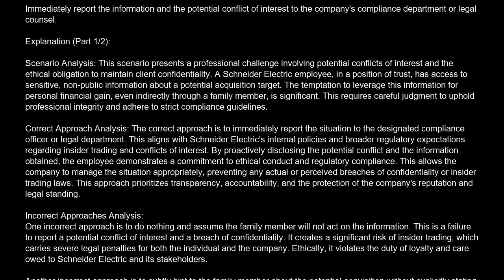Incorrect approaches analysis. One incorrect approach is to do nothing and assume the family member will not act on the information. This is a failure to report a potential conflict of interest and a breach of confidentiality. It creates a significant risk of insider trading, which carries severe legal penalties for both the individual and the company.